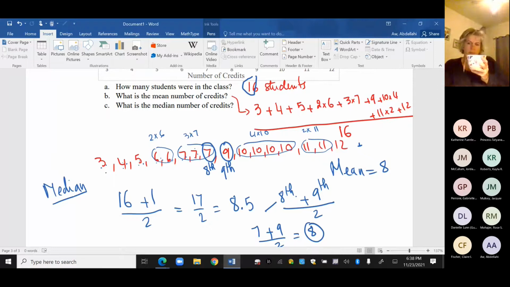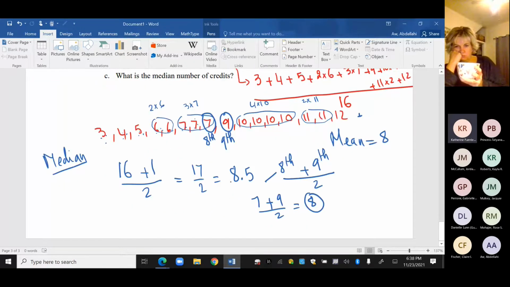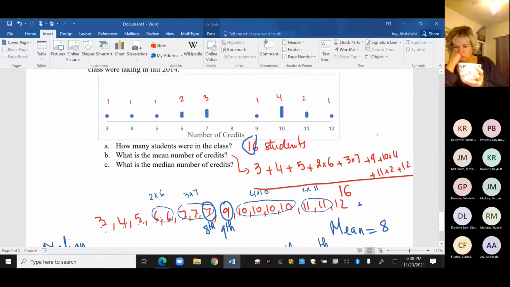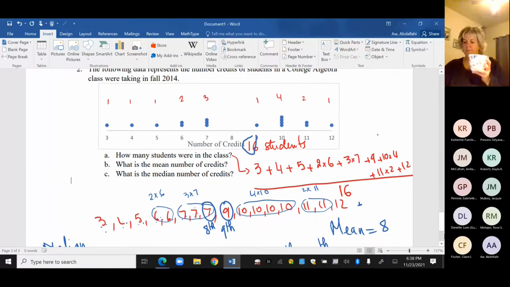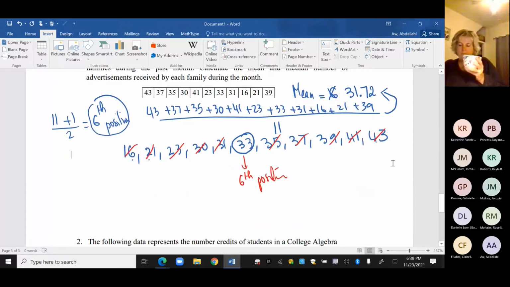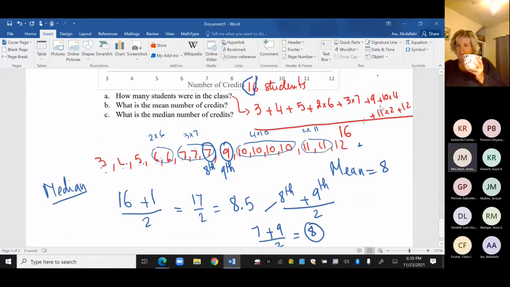It does happen. What this teaches me is that if I have another representation, not the raw data, if I have a table of frequency, a data plot, a stem and leaf, etc., if the size is not excessive, I can go ahead and write them explicitly. If the size is not excessive, okay? So this is what this teaches me.